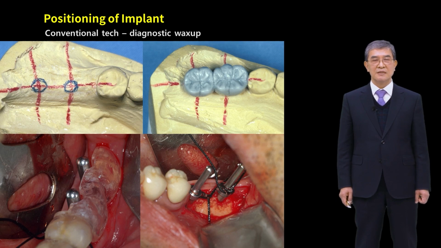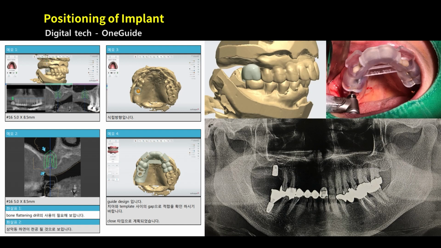You use a diagnostic wax up and make a surgical stent using this. An implant was placed. These days, CAD programs are used, and using digital technique, one guide can be fabricated. Awesome has one guide system. If you use one guide system, you can get accurate implant position, and axial force can be applied to the implant.